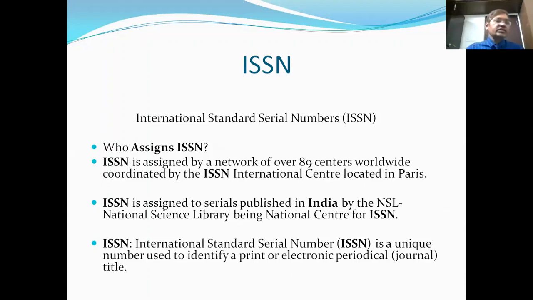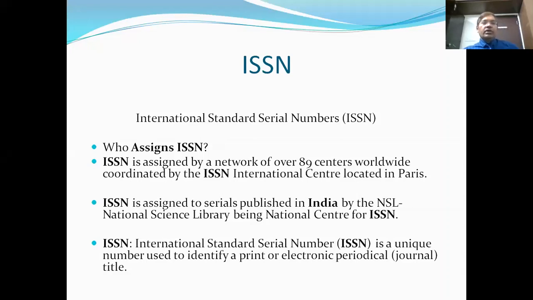So who assigns ISSN? You should know it. ISSN is assigned by a network of over 89 centers worldwide. The main headquarters is located in Paris. From there, a huge network assigns the ISSN number. And as I was explaining, ISSN is assigned to serials published in India by NSL, that is the National Science Library, being the National Center for ISSN. So NSL is very important when it is concerned with ISSN.